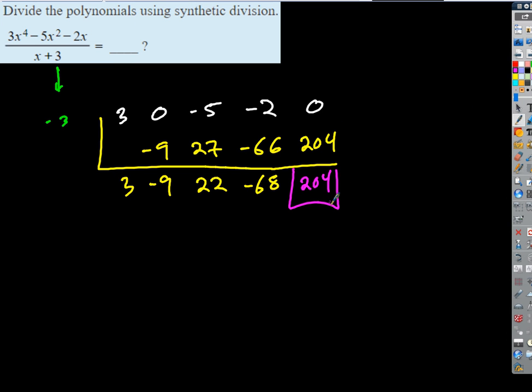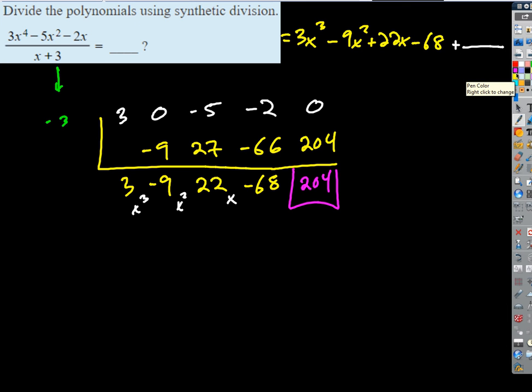So I do get a remainder this time, right? And remember, that's my constant, coefficient of x, x squared, x cubed. So our answer is going to look like 3x cubed minus 9x squared plus 22x minus 68. And the 204 is the remainder, and the remainder is what remains over the denominator, right? So we end up with 204 over x plus 3.